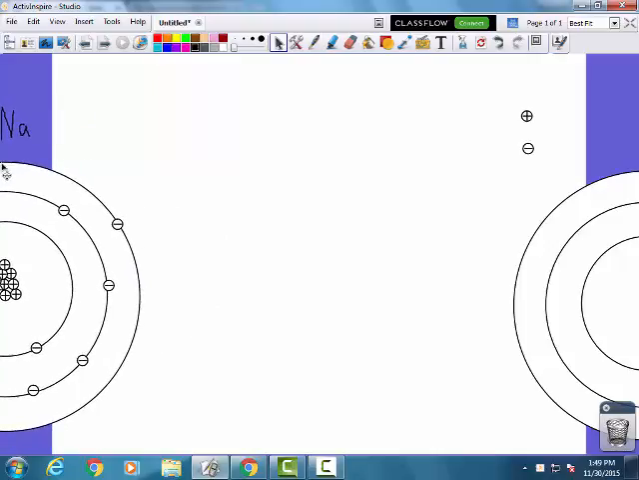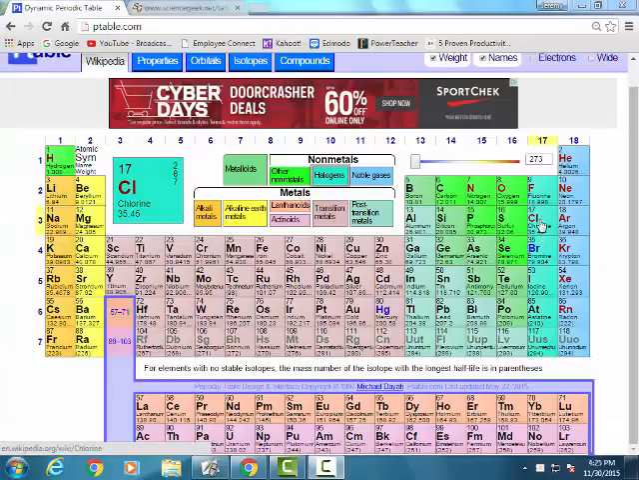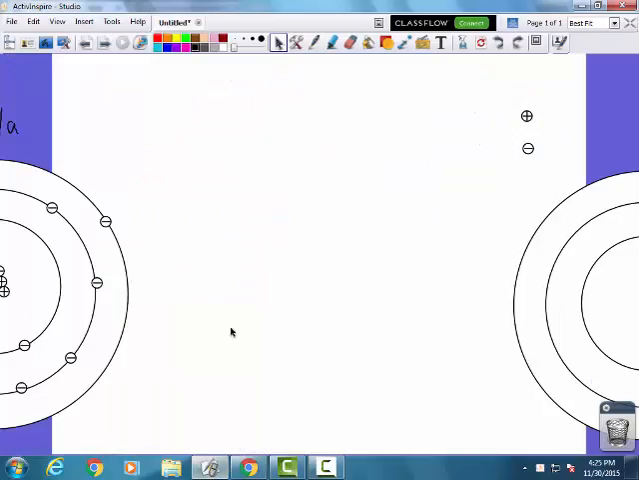And let's look at another element. Chlorine, right there, number 17. So chlorine is in the 3rd row, and it has the atomic number of 17, which means that it has 17 protons and 17 electrons. Let's build it. So we've got 17 protons for our chlorine atom.